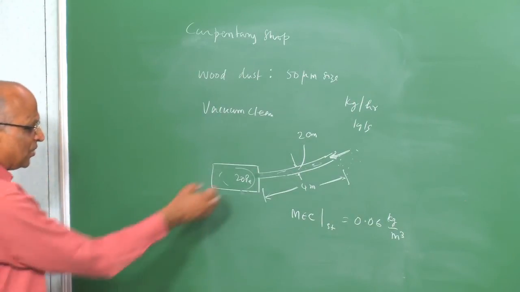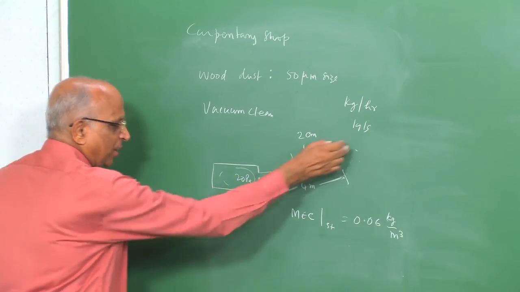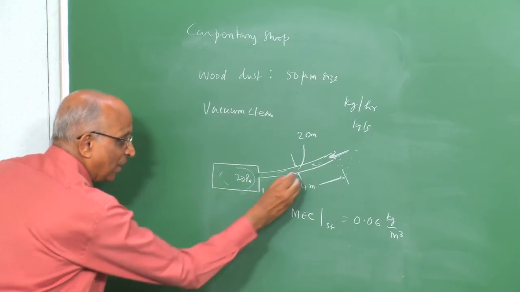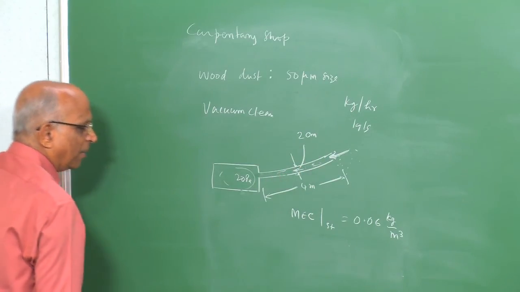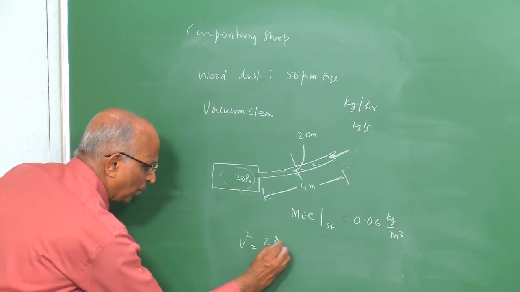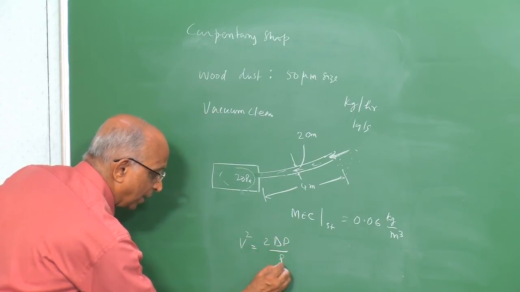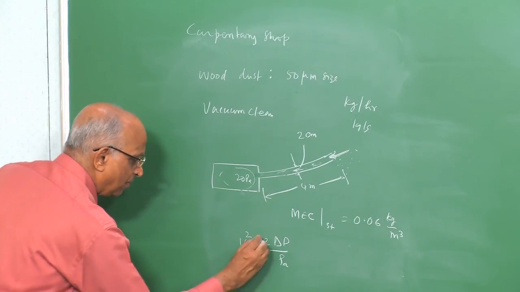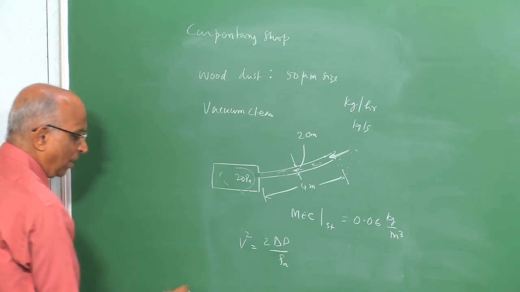Therefore, we say it is sucked with a pressure of 20 Pa with respect to the atmosphere, and therefore the velocity of airflow in this particular passage is going to be v squared equal to twice delta p divided by the density of air in the medium. That is the velocity. How did we get this?